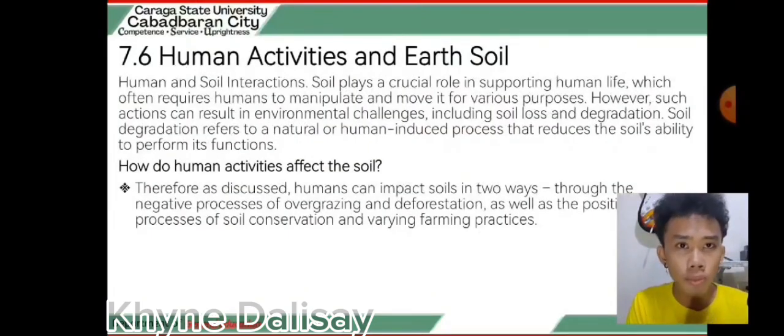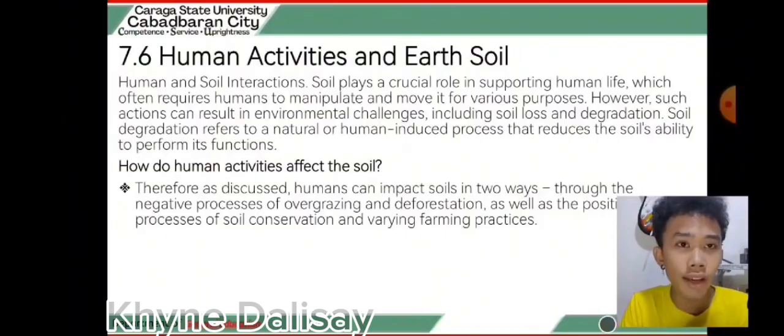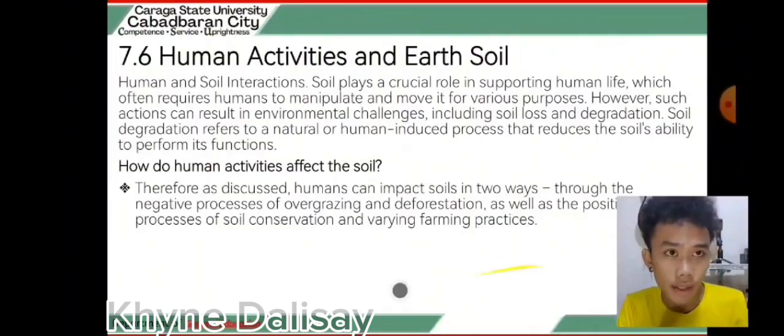So, how do human activities affect the soil? As discussed, humans can impact it in two ways: through the negative processes of overgrazing and deforestation, as well as the positive processes of soil conservation and sustainable farming practices.